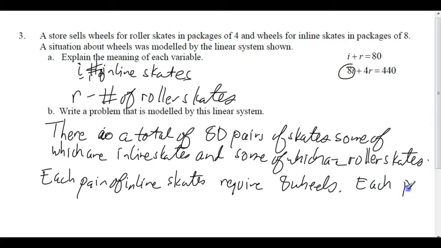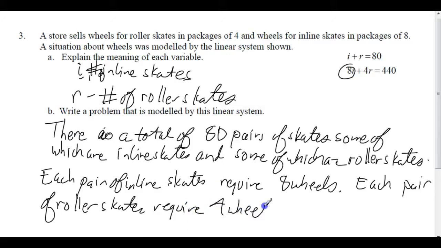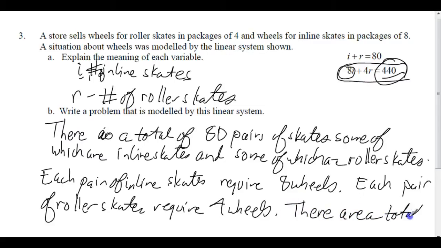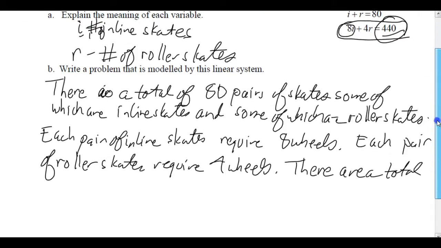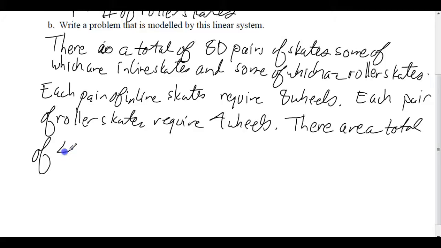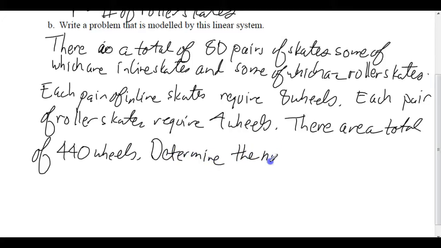Each pair of roller skates require 4 wheels. There are a total of 440 wheels. Determine the number of each type of skate.